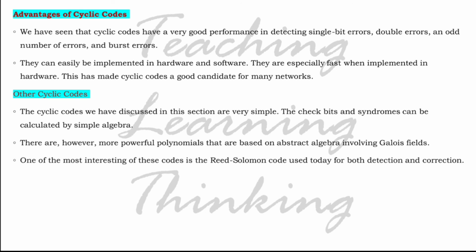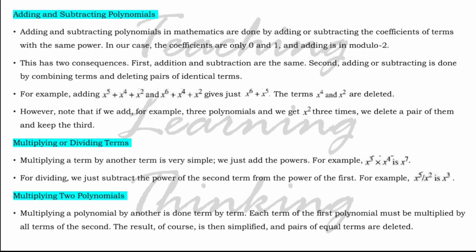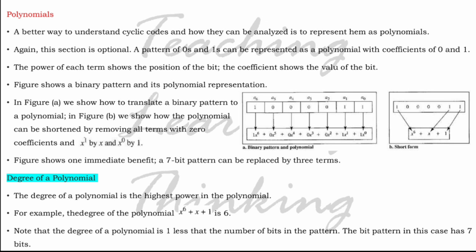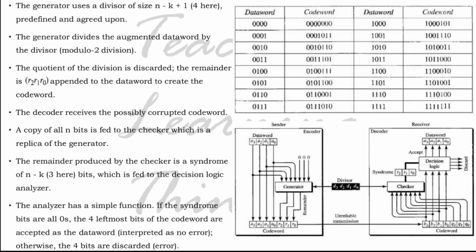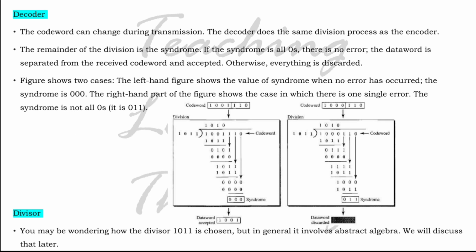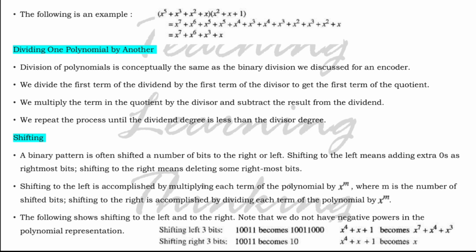There are, however, more powerful polynomials that are based on abstract algebra involving Galois fields, and one of the most interesting of these codes is the Reed-Solomon code, used today for both detection and correction. This section is optional for you, so you will get an idea of how we can do the analysis. That's why I included this portion. You can check this, maybe it will be asked in the exam. You can refer to this information also, it will be very helpful for you.